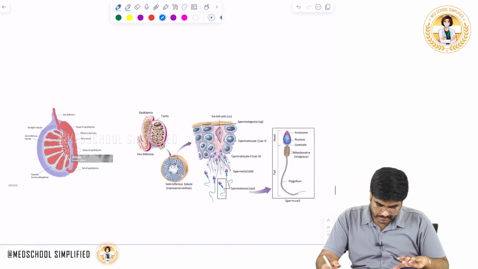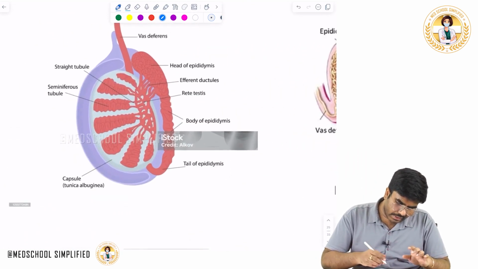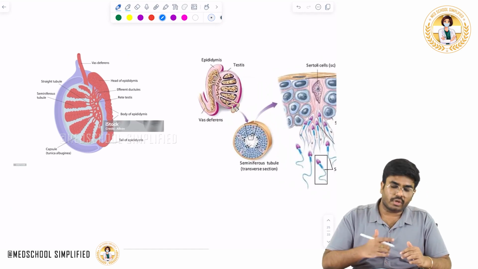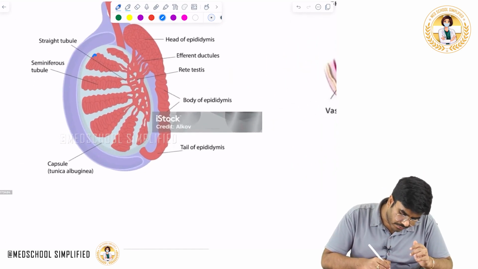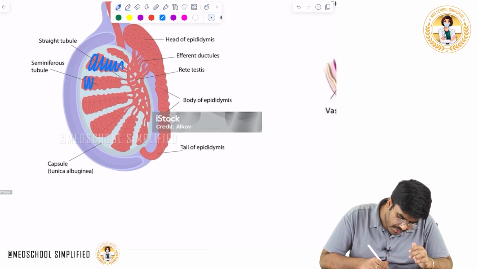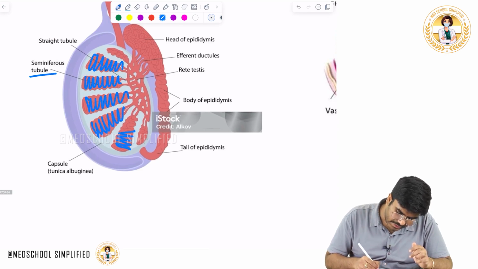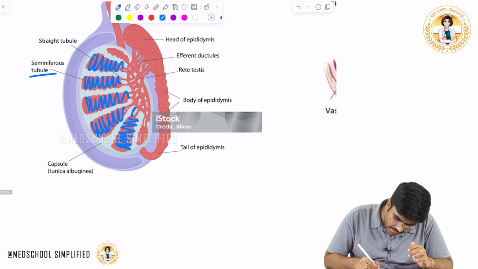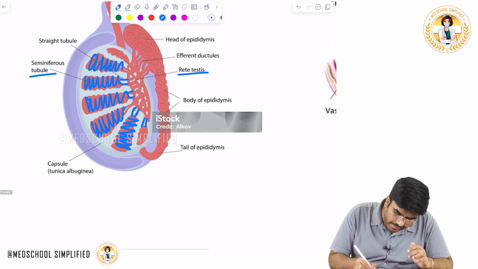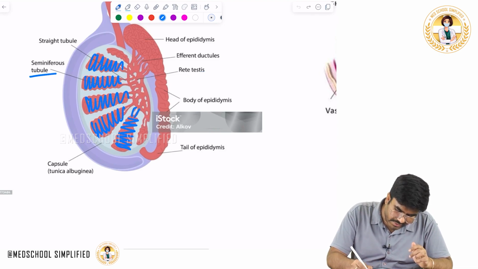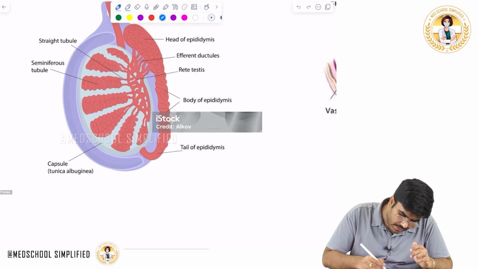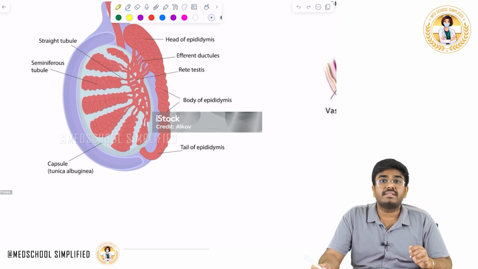Okay, first look here. Now, you know, here is the testis. If you do a cross section of the testis, inside the testis, are you able to appreciate these small tubules? So, these tubules are called what? Seminiferous tubules. These seminiferous tubules are connected to the rete testis. This area which I have marked right now is called the rete testis.